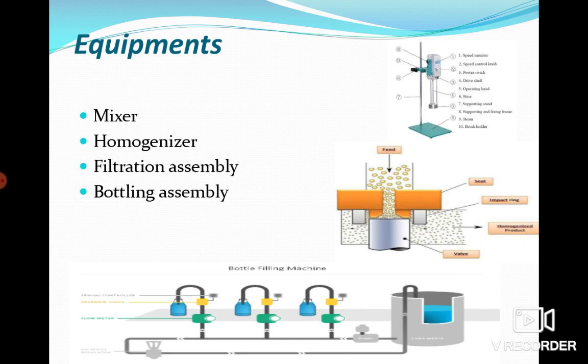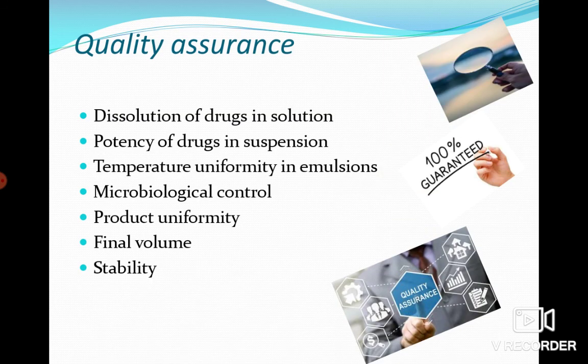The mixers, homogenizers, filtration assembly and bottling assembly are basically the heart of the formulation development of any liquid dosage form. Next, the last thing is quality assurance: the dissolution of the drug in the solution. This will tell how much drug is going to be dissolved in the solution and how much drug will be available for absorption. And the potency of the drug in the solution, temperature, uniformity in the emulsions, and obviously, since we are using an aqueous system, microbiological control should be there, and product uniformity, final volume and stability.